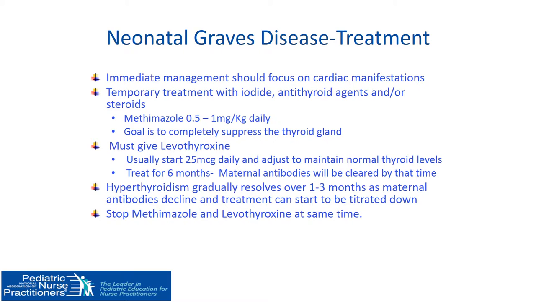You treat for about 6 months until the maternal antibodies have cleared, and they usually will be cleared in about 6 months. The hyperthyroidism will gradually resolve as the antibodies start to clear the system. That usually takes about 1 to 3 months. So at that time, you could start titrating off of the methimazole and the levothyroxine. And once they're down to a short enough dose, you stop both the levothyroxine and the methimazole at the same time because they shouldn't need it anymore once those antibodies have been excreted from their system.